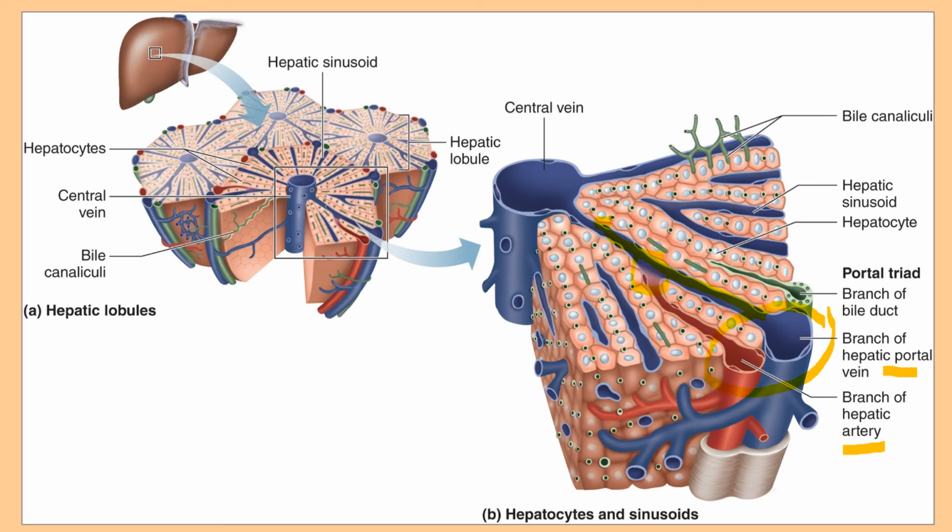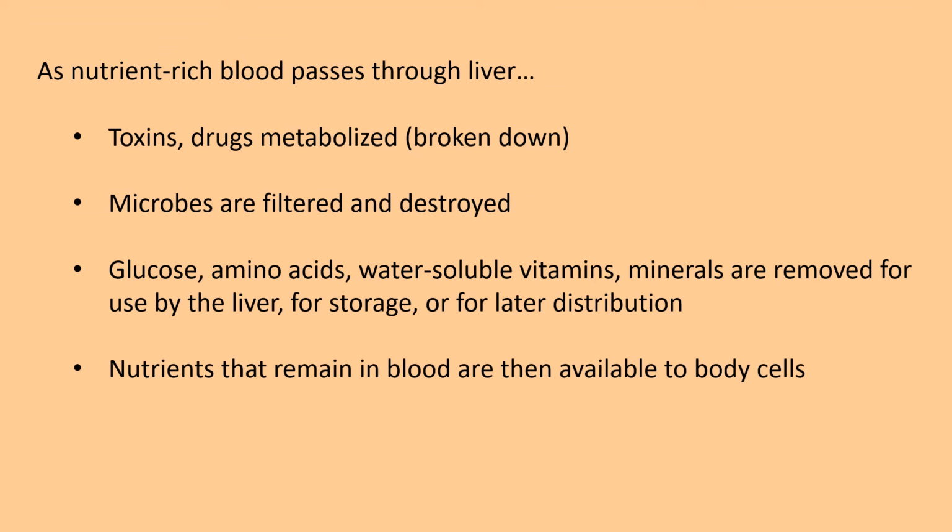And so as that blood passes through the sinusoid, these liver cells are removing some of the nutrients for storage, and they're detoxifying potential toxins that we've eaten. And then the Kupffer cells, the macrophages, are collecting any cellular debris or microbes that may have gotten into our blood.